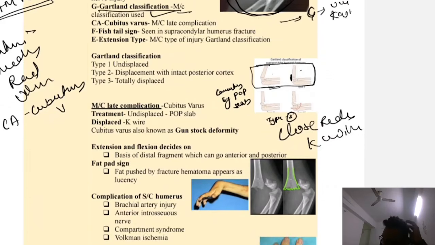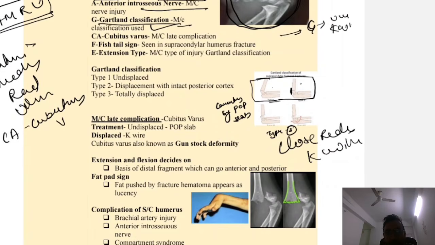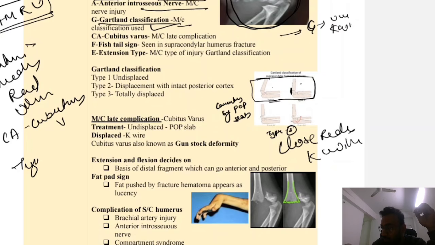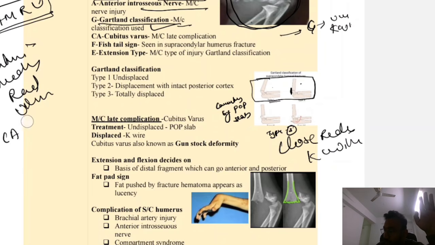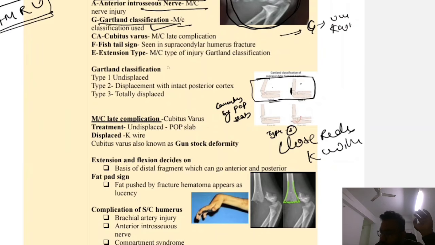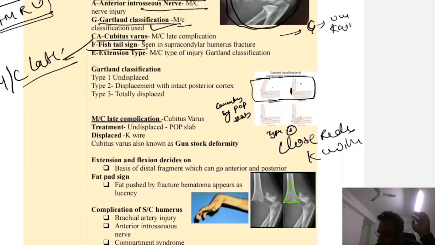Now let's assume a patient came in casualty and it is a type 3 supracondylar humerus fracture and you did not operate. Now the patient will come after 2-3 months with cubitus varus deformity, also known as gunstock deformity. It is the most common late complication. You can see the Fistale sign in supracondylar humerus fracture.